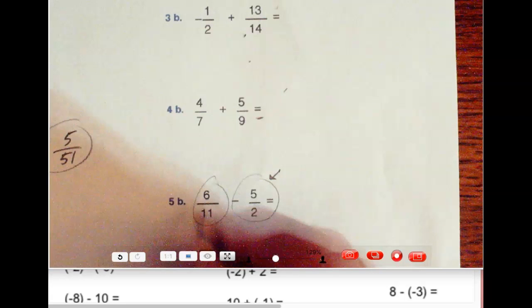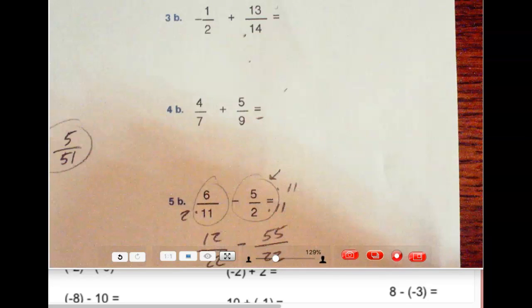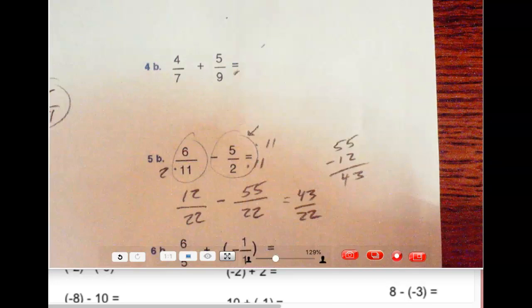And this would be times 2, so 6 times 2 is going to be 12 twentieths. And this would be times 11, so this is going to be 55 twentieths. So there are different signs; find the difference. The difference between 55 and 12 is 43, so I have equals 43 twentieths.